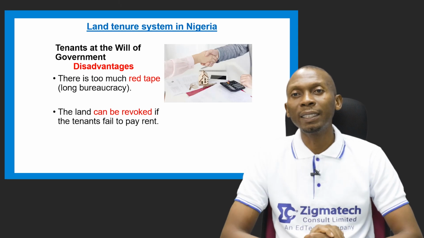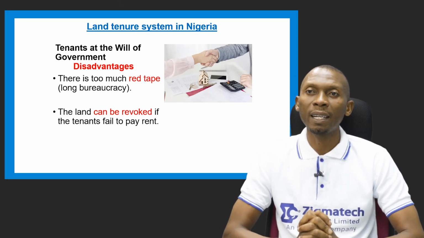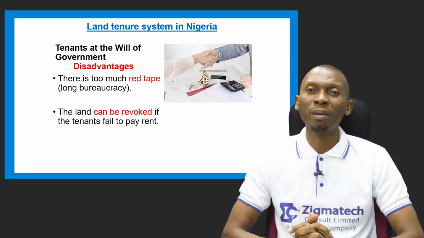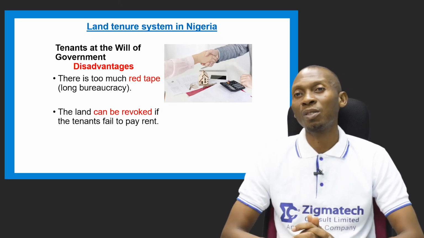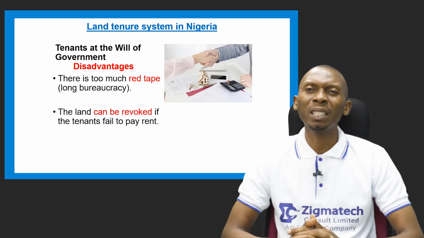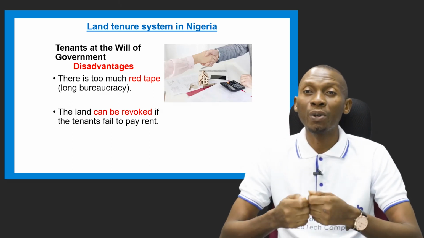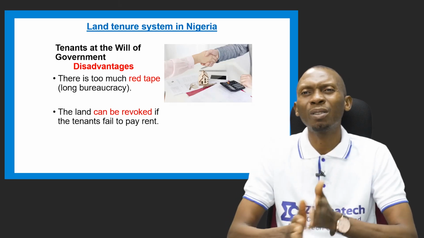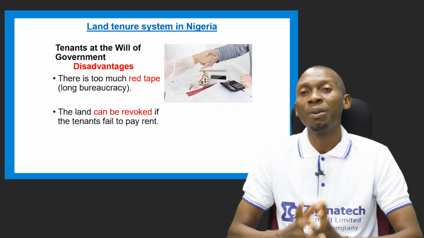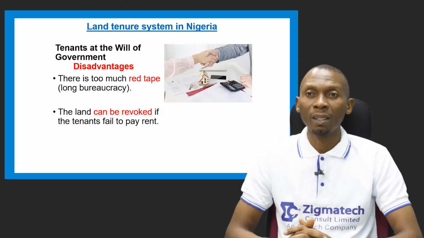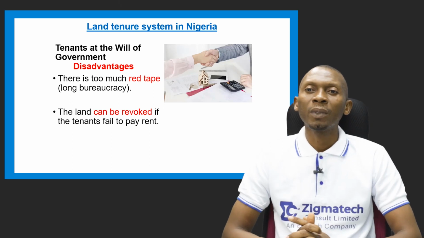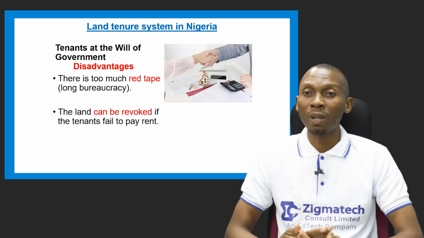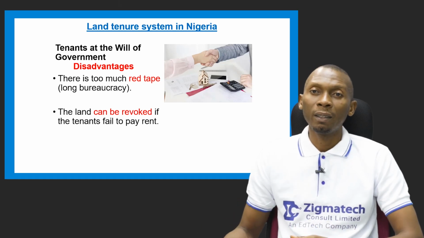Let's take a look at the disadvantages of this land tenure system. Here, there could be too much bureaucracy, which is also known as red tape. That means difficulty in documentation before you're able to get a portion allotted or allocated to you. There could be a lot of documentation, a lot of difficulty, which is called bureaucracy. So that's a disadvantage. And the land can be revoked. If tenants fail to pay, the government can decide to revoke and take the land back from the farmer.